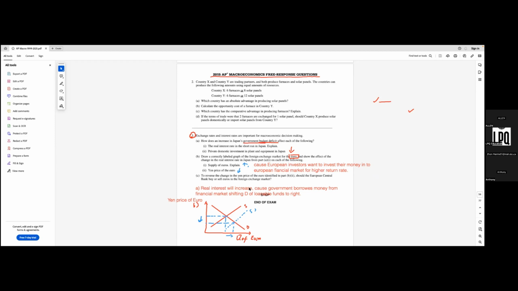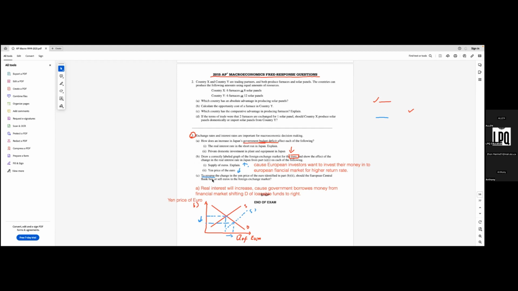Question C: to reverse the change in the yen price of the euro, identify part 2. The result we got in B2 is that the euro is decreasing. So the keyword here is to reverse. As a European government, you don't want the value of the home currency to decrease by that much. So what can you do? Should the European Central Bank buy or sell euros in the foreign exchange market? So one simple answer here is yes. What do you mean by yes? You should answer buy or sell.